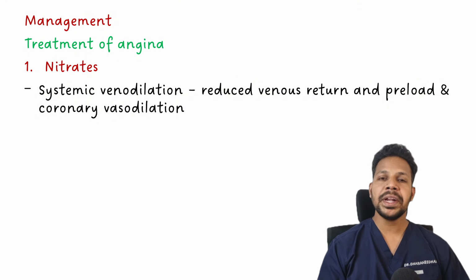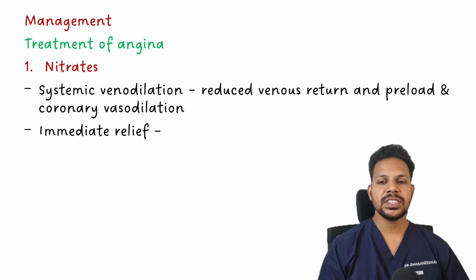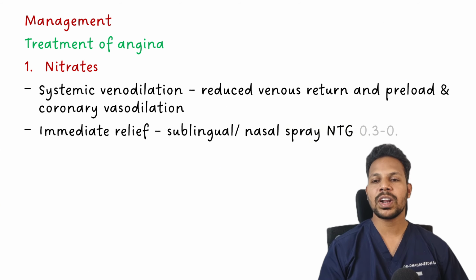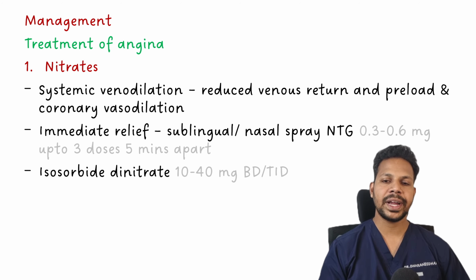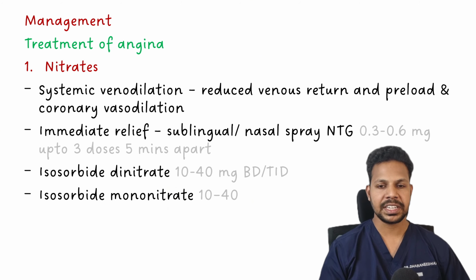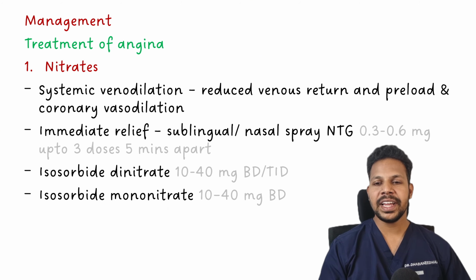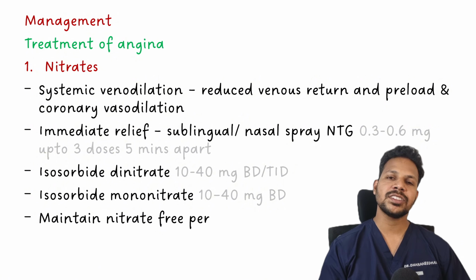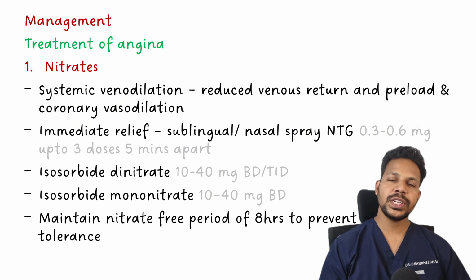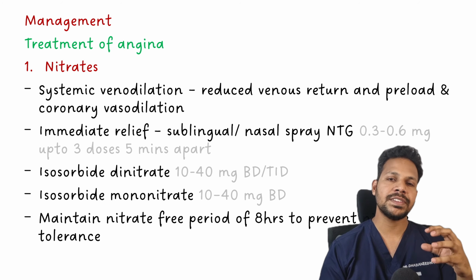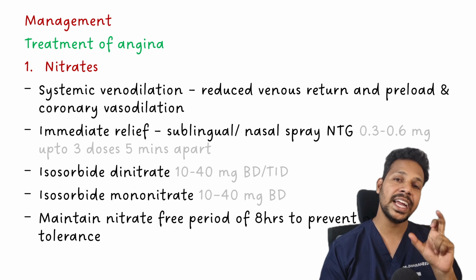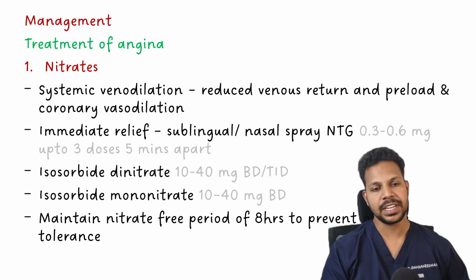If you want immediate relief in a patient, then you can use a short acting drug, which is a sublingual or nasal spray of nitroglycerin. Then we have some other drugs like isosorbide dinitrate and isosorbide mononitrate, which are a little longer acting. And try to maintain a nitrate free period of 8 hours to prevent nitrate tolerance. So when you keep on using nitrates for long, the patient will develop nitrate tolerance and the nitrates will not be able to vasodilate the vessels efficiently. So you need at least 8 hours of nitrate free period every day.